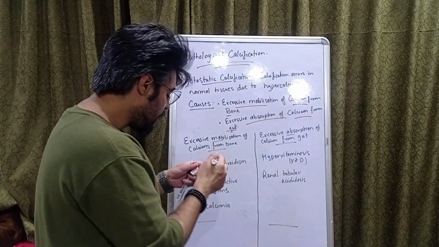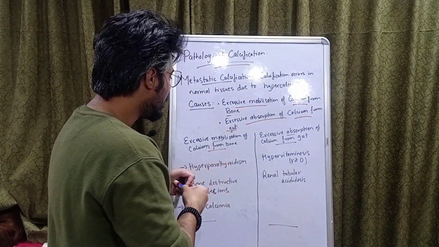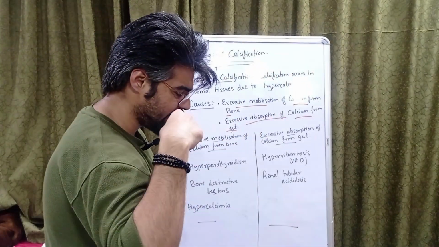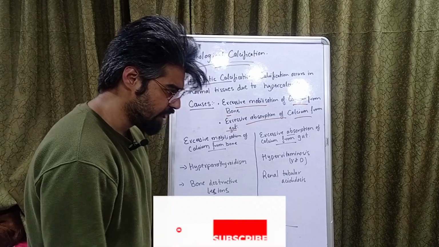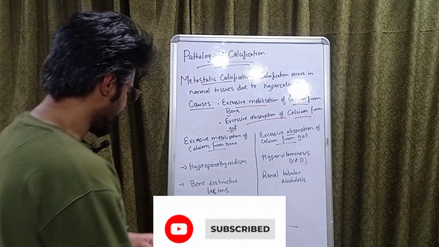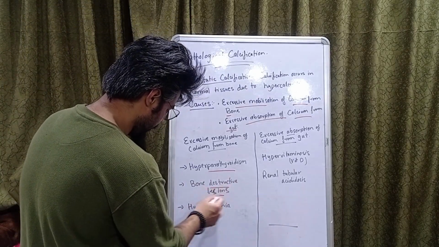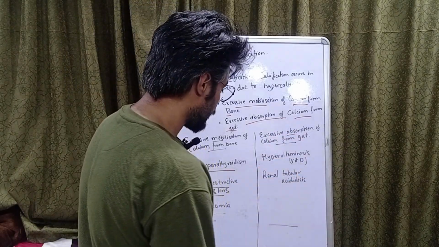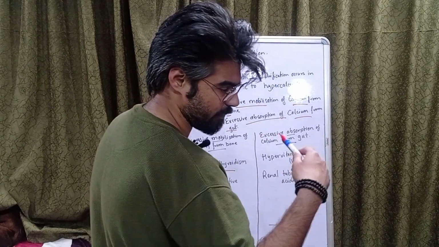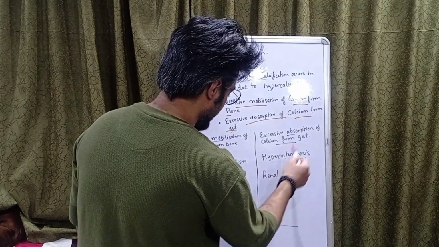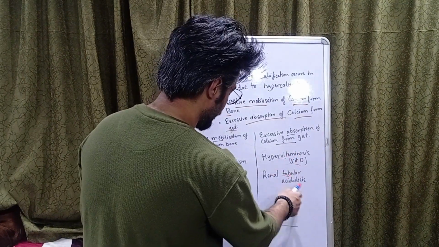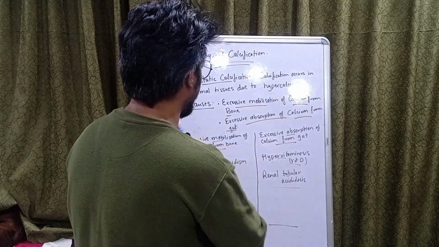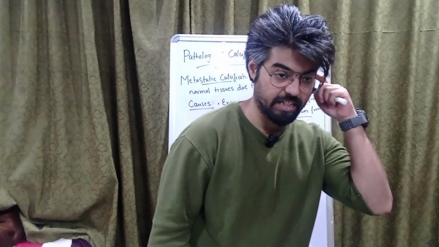Next, in what cases can we find excessive mobilization of calcium? You can see it in metastatic bone lesions, hyperparathyroidism, bone destructive lesions, and hypercalcemia itself. And excessive absorption of calcium from the gut occurs in hypervitaminosis D, for example, and renal tubular acidosis. So this is all about metastatic calcification, or pathological calcification, explained.